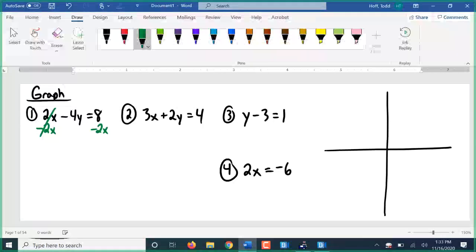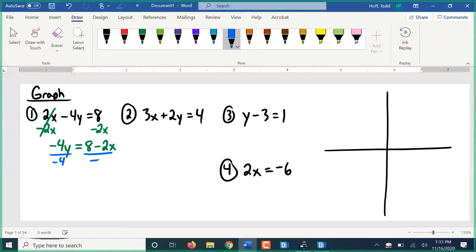So the 2x is gone on the left side. We still have the negative 4y. On the right side, we have 8 minus 2x. Well, 8 minus 2x is just that, 8 minus 2x. There's nothing we can do with that. Now, to get y by itself, I have to divide by negative 4.